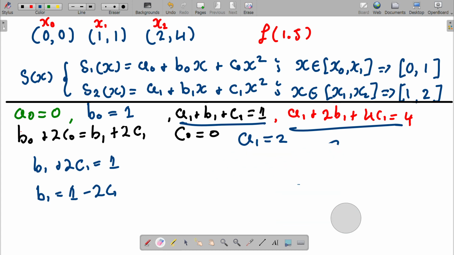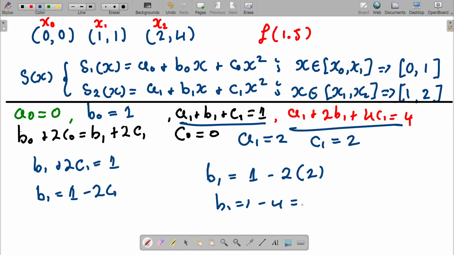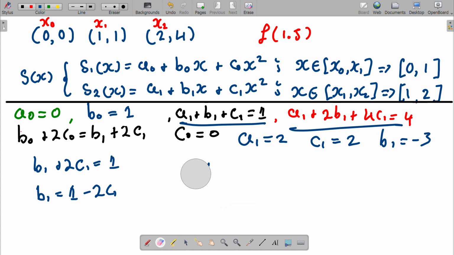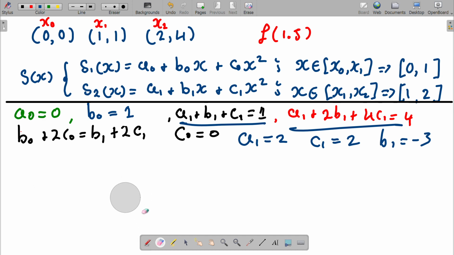So it is simplifying so smoothly. So here your C sub 1 is equal to 2 as well. Now let's find our B sub 1. We said our B sub 1 is equal to 1 minus 2 times C sub 1, and our C sub 1 is 2. So you have B sub 1 is equal to 1 minus 4, meaning this is equal to minus 3. So your B sub 1 is equal to minus 3. Okay, so now we have everything that we need.